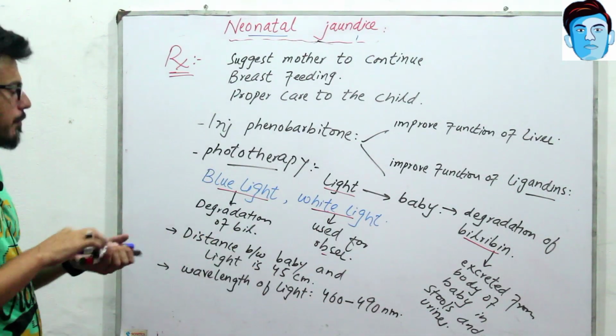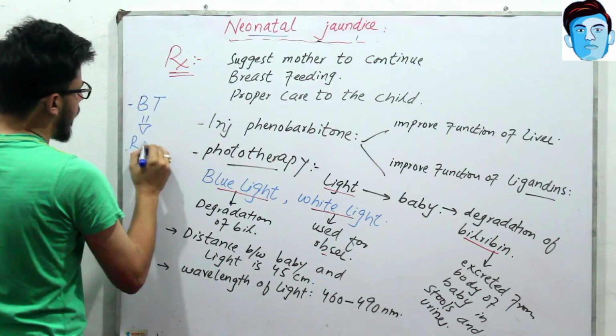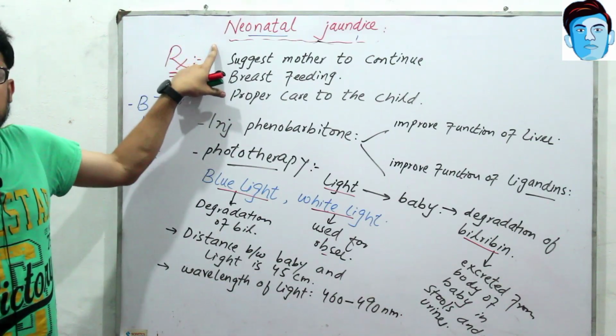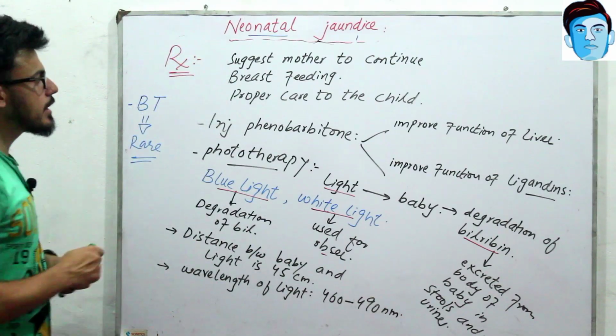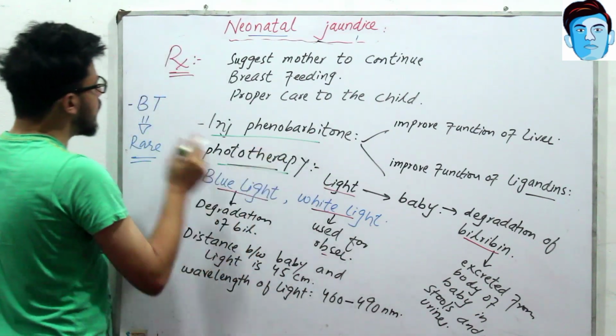Now the third approach is blood transfusion. But blood transfusion is very rare in physiological jaundice. Till now, in treatment of physiological jaundice, we said that we have three approaches. The first is injection phenobarbital. Secondly, there is phototherapy. Thirdly, there is blood transfusion.